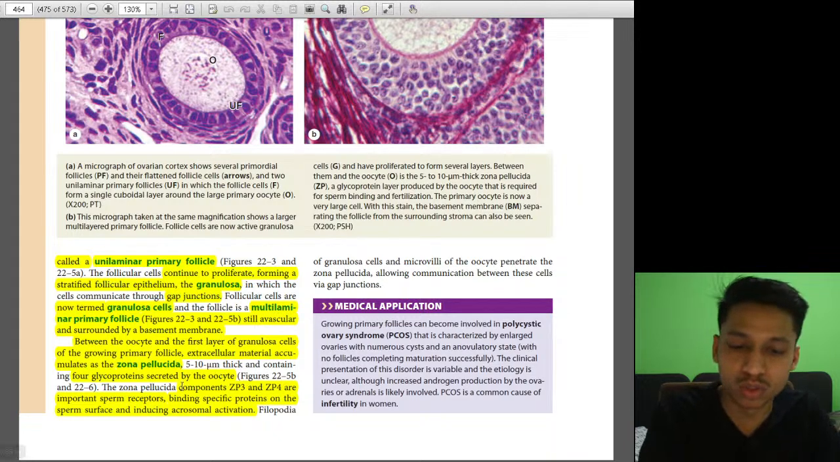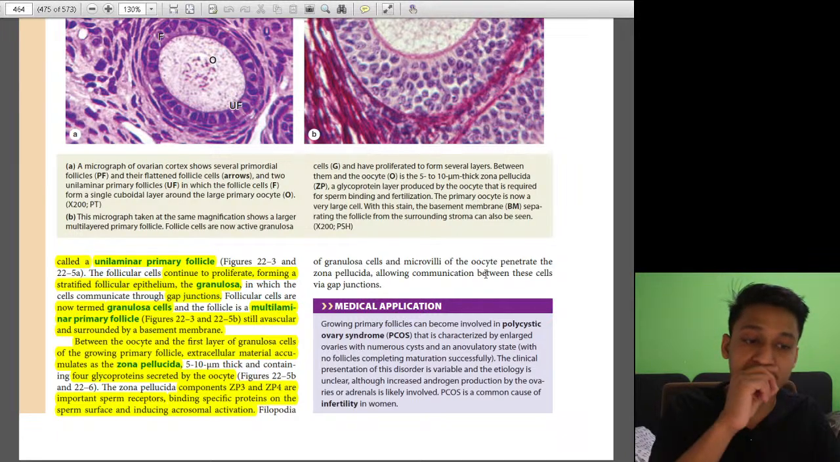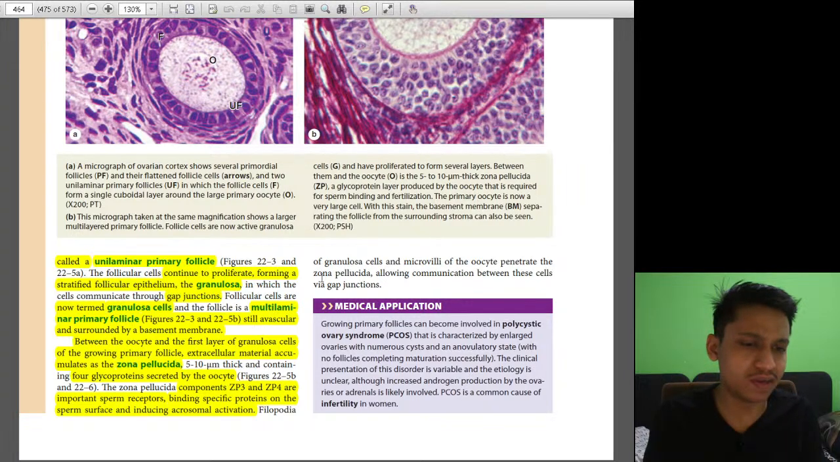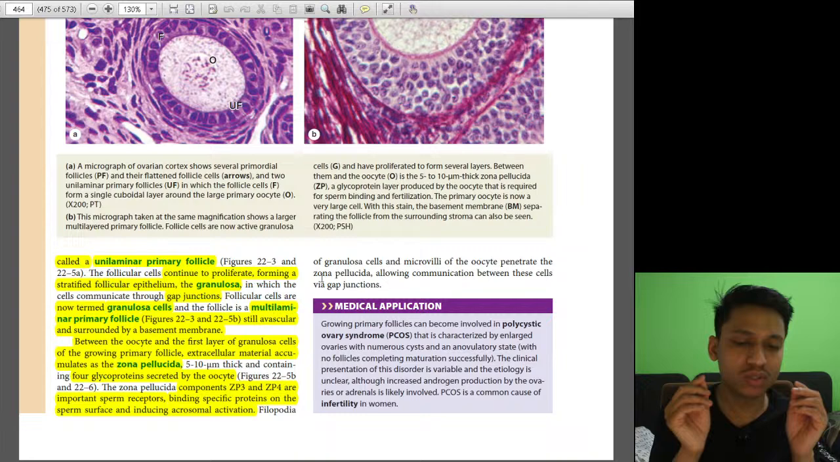The zona pellucida components ZP3 and ZP4 are important sperm receptors, binding specific proteins on the sperm surface and inducing acrosomal activation. Filopodia of granulosa cells and microvilli of the oocyte penetrate the zona pellucida, allowing communication between these cells via gap junctions. Again, communication between the cells takes place through gap junctions.